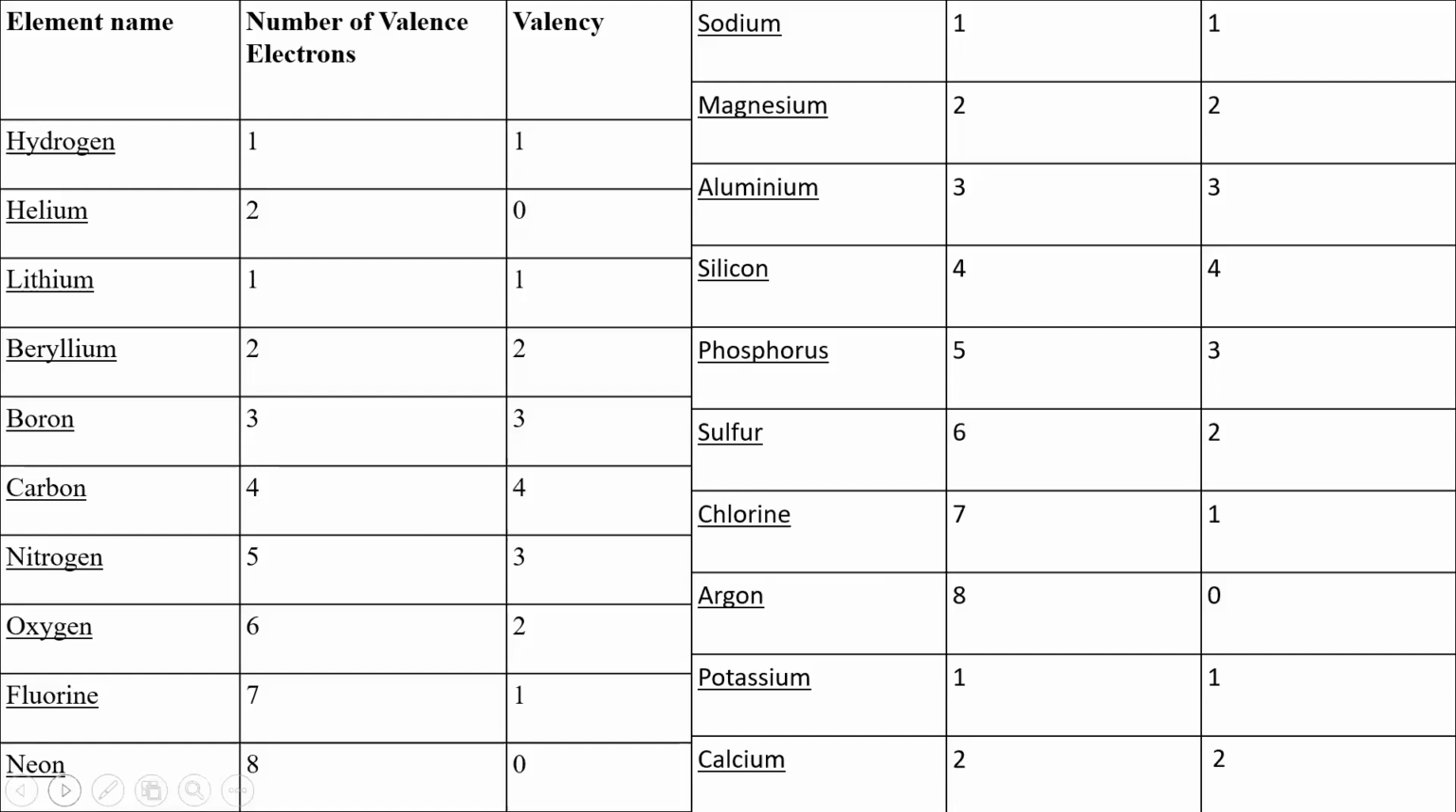But however, for valency, it goes 1, 0 because helium is filled at 0. There cannot be any more electrons taken in. Then we have lithium onwards 1, 2, 3, 4. Then because nitrogen has 5, it's 8 minus 5, so 3. 8 minus 6, so 2 for oxygen. 8 minus 7 for fluorine, giving us 1. 8 minus 8 for neon, giving me 0.